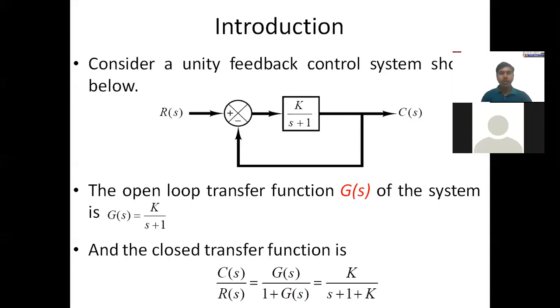Therefore, if you find the transfer function of the closed loop system after applying the unity feedback, we have the overall system transfer function C of s by R of s equal to G of s by 1 plus G of s, as per the formula of the closed loop control system. It gives K by s plus 1 plus K.